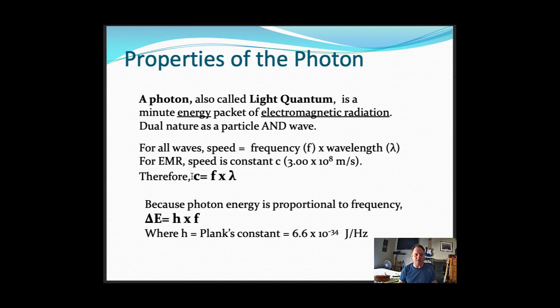So we end up with this formula. The speed of light equals the frequency times the wavelength, where the speed of light is always going to be 3.00 times 10 to the 8th meters per second. So given the frequency, I can find wavelength. Given the wavelength, I can find frequency because I know the velocity.